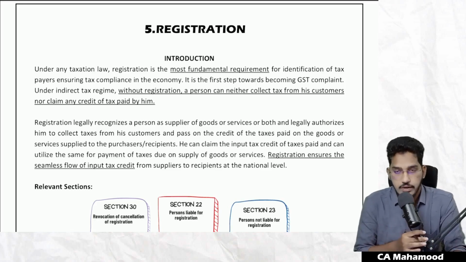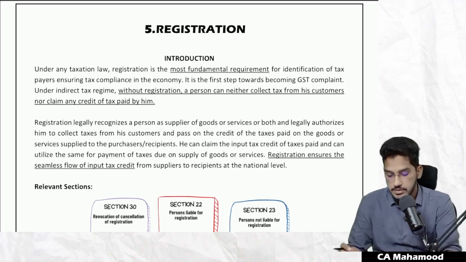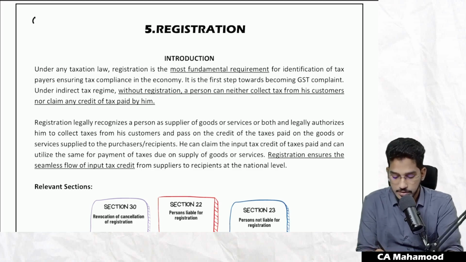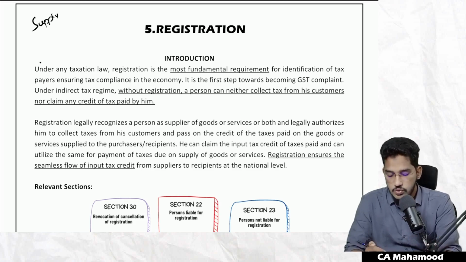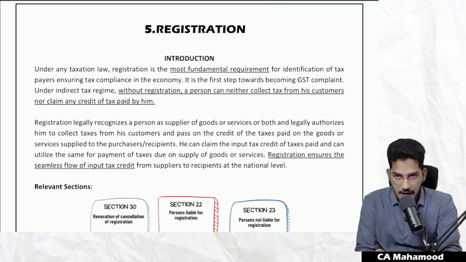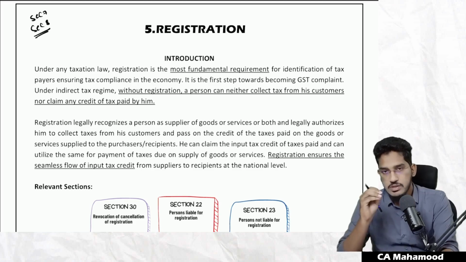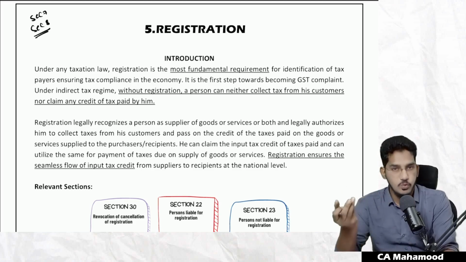So, as you all are aware, in the previous session, we have successfully completed discussing the chapter supply. So, supply, we are done with that. In fact, practically speaking, in the previous chapter we understood two sections of the CGST Act. Section 7 we have understood, and Section 8 we have understood, and the main focus in the previous chapter has been to determine what is supply.